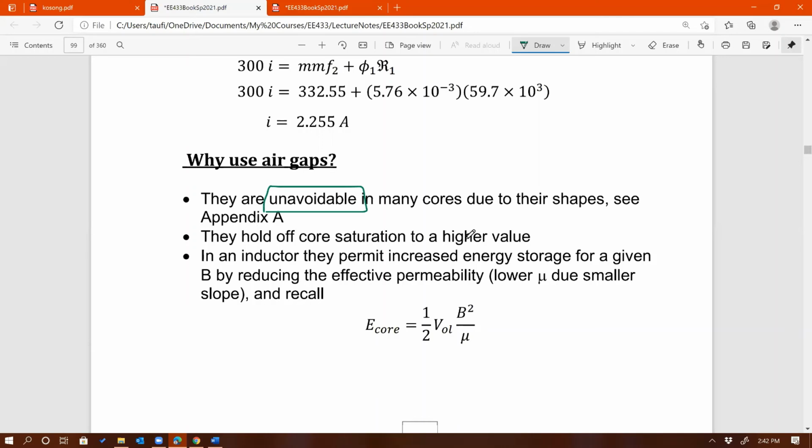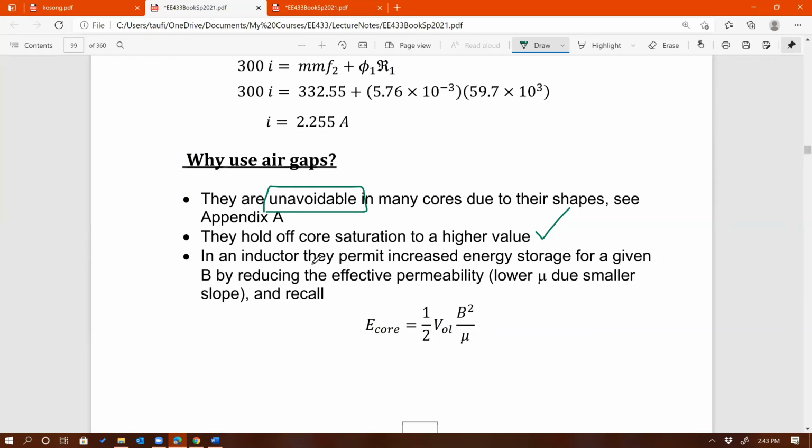They hold off core saturation to a higher value. And so that's one objective of having an air gap: with an air gap, you can actually push the saturation point to a larger field intensity. I'll show you the picture later.